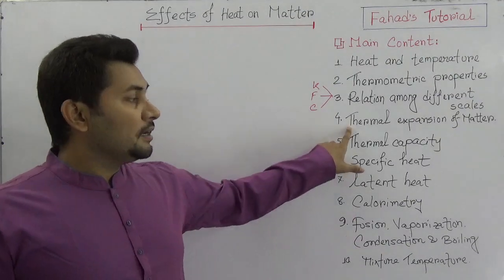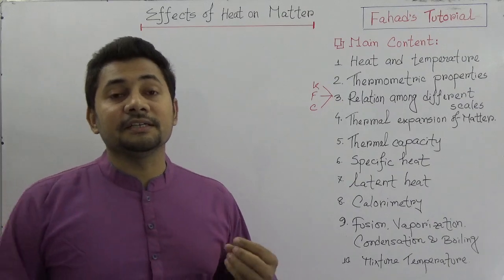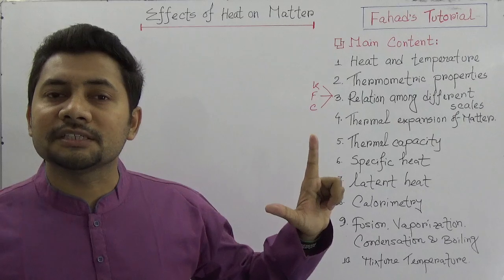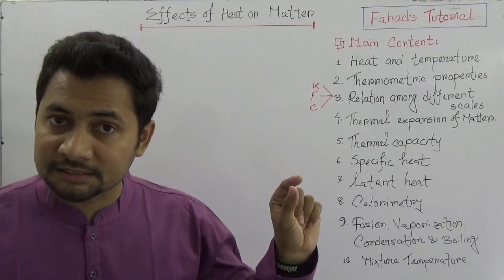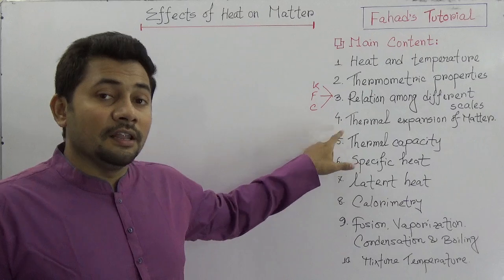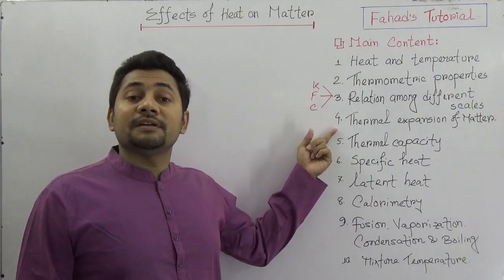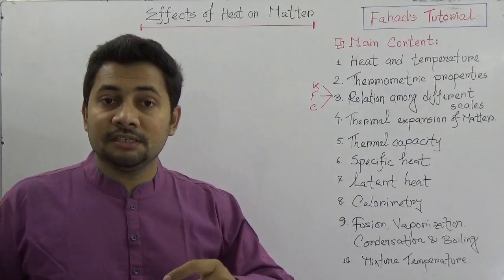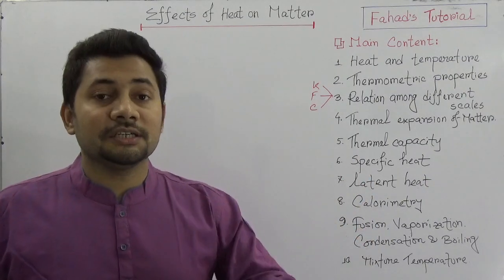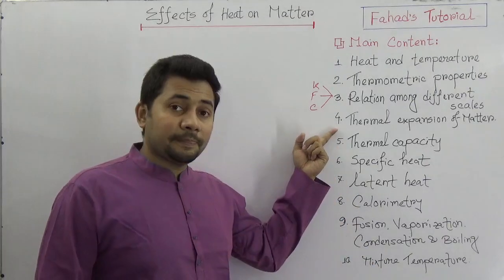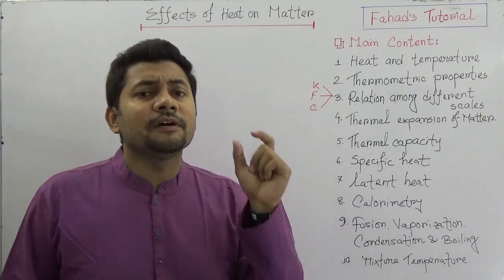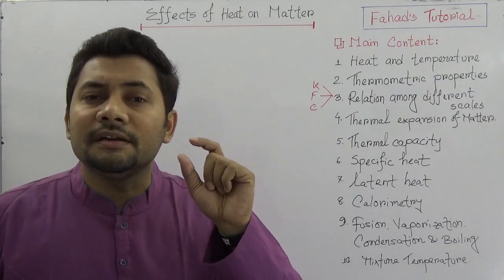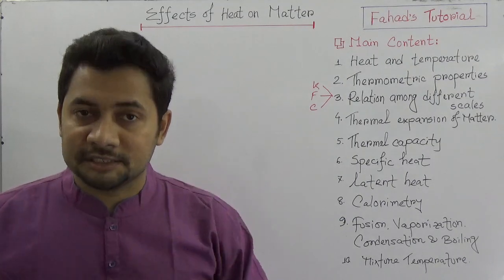Another important part. Thermal expansion of matter requires 3 types of things: thermal expansion of solid, thermal expansion of liquid, and thermal expansion of gases. When I explain it, there are a lot of things inside that we need to understand: the coefficient of linear expansion, coefficient of area expansion, coefficient of volume expansion. This is very important. And in case of thermal expansion of liquid, we need to understand the real expansion and the apparent expansion.